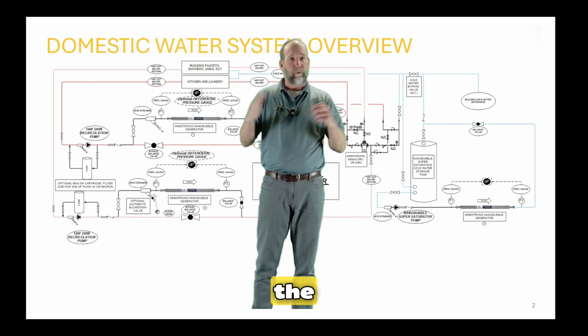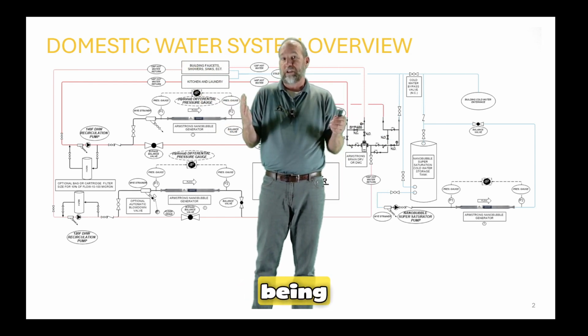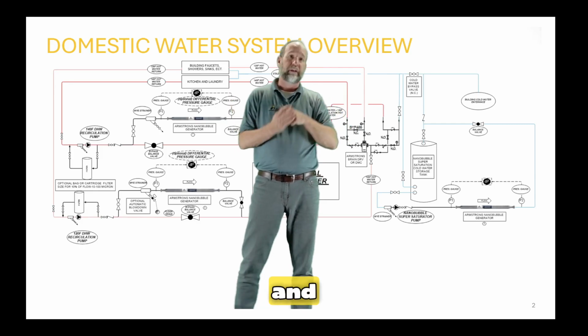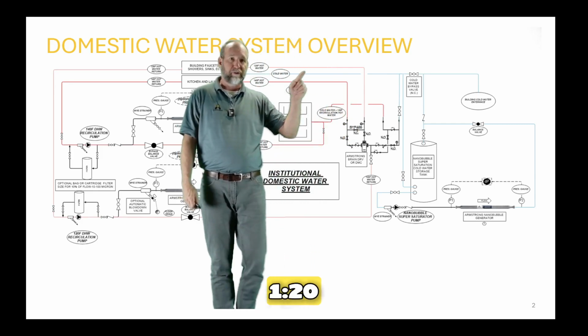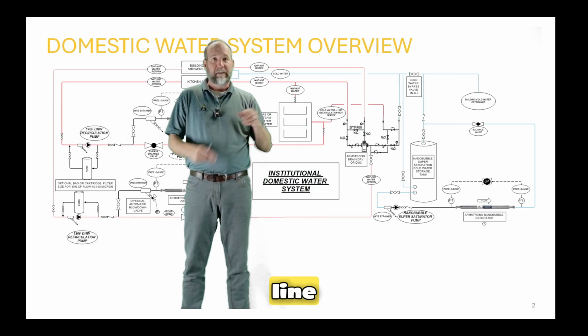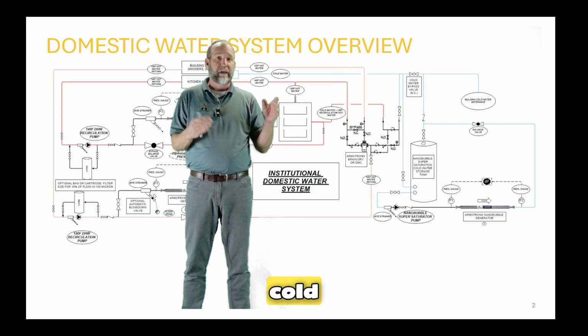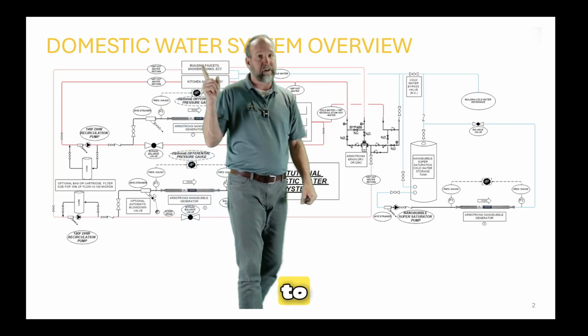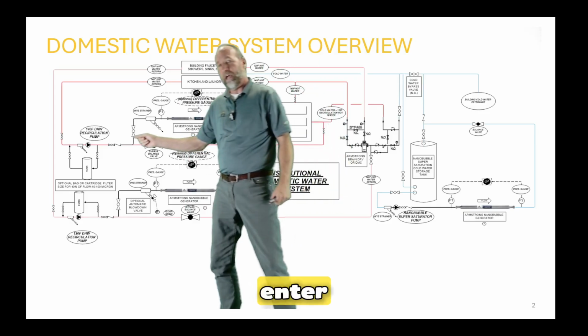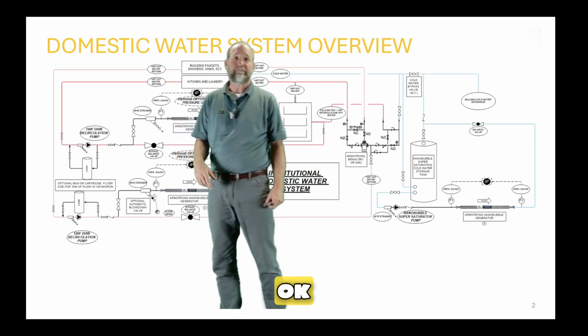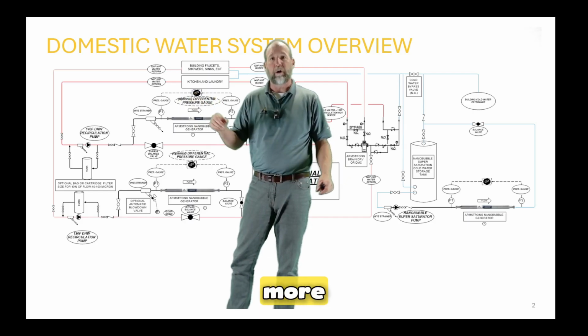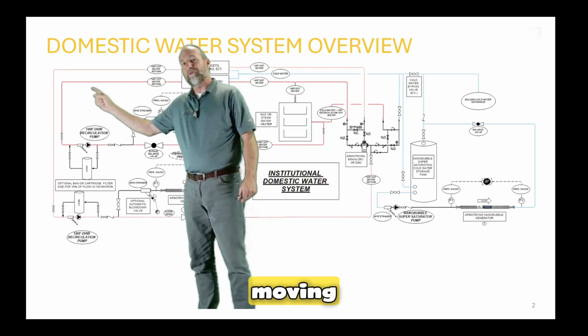But what happens if the water's not being used? If the water's not being used, no hot water will flow. And so these hot water lines, the 120 line and the 140 line, they're going to get stagnant and they're going to get cold. And it's going to take a long time for these people here to get hot water. Enter circulator pumps, okay?